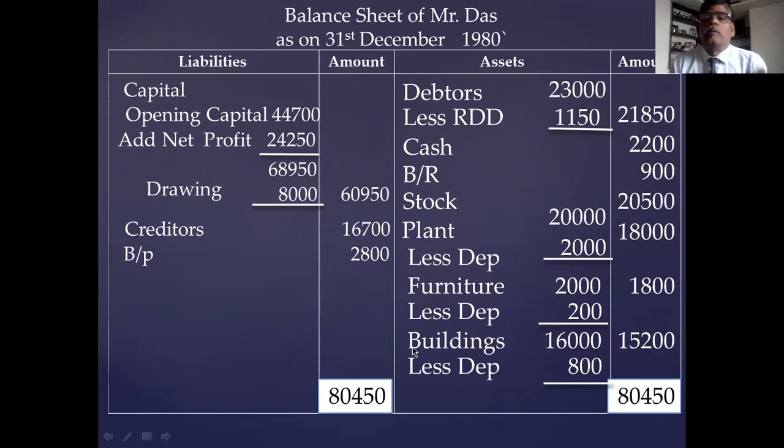Okay. In this way, you have to solve the problem. In this problem, closing balance is calculated. Remember this point. Missing information in this problem is the closing balance of debtors, closing balance of creditors, closing balance of bills receivable, and closing balance of bills payable. So we calculated 4 balances in this problem. Okay.